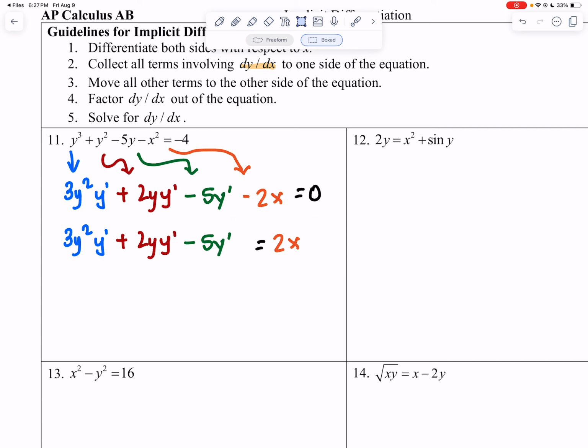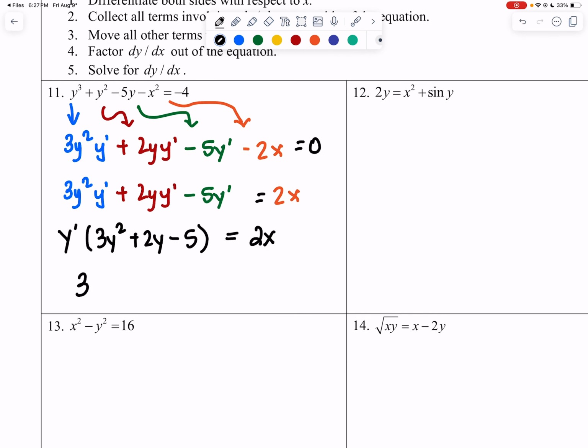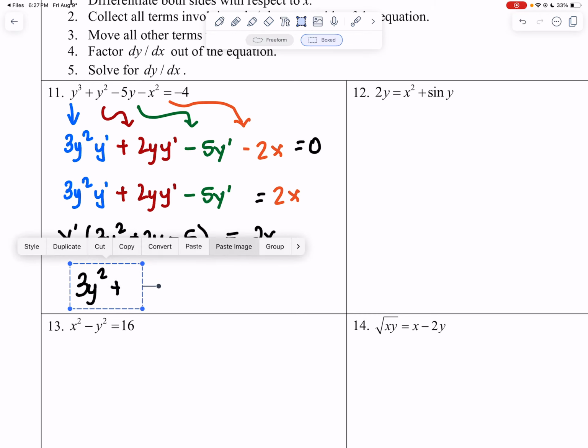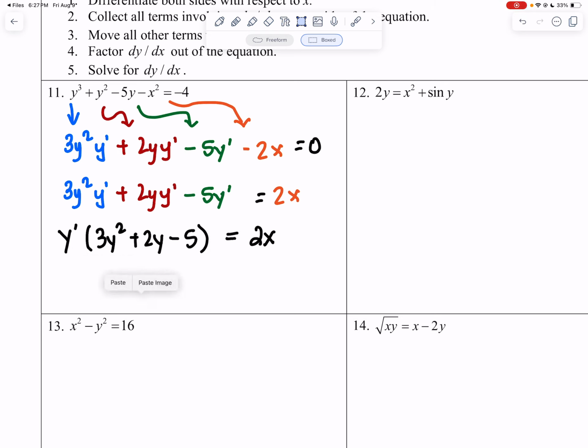Then what we're going to do is factor out the y prime. So I have y prime times 3y squared plus 2y minus 5 is equal to 2x. And then if I solve for the derivative, I am going to divide by 3y squared plus 2y minus 5.